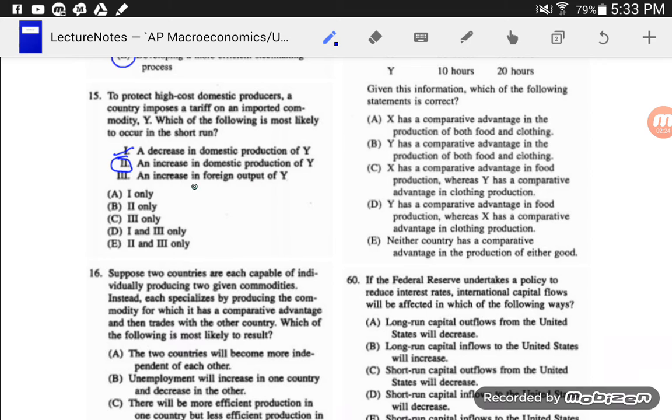As for the foreign output, well, they're no longer able to sell it in this country, and so they're likely to produce less as well. So the only answer that makes sense here is 2 only.